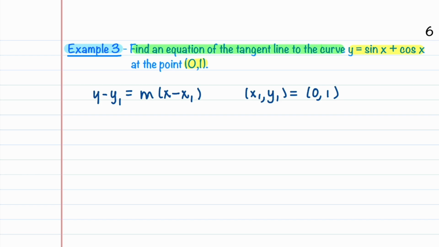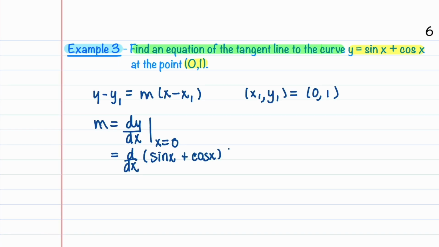And now we just have to find the slope. The slope of the tangent line to the curve is the derivative of our curve, dy dx, evaluated at the point x is equal to 0. Let's now go ahead and find the derivative. The derivative is the derivative with respect to x of sine x plus cosine x, and we're going to evaluate that at x is equal to 0.